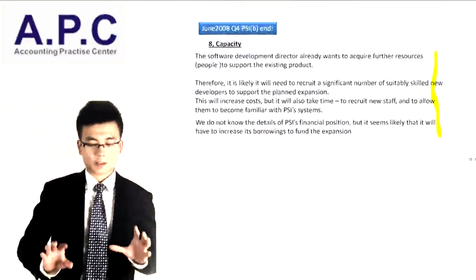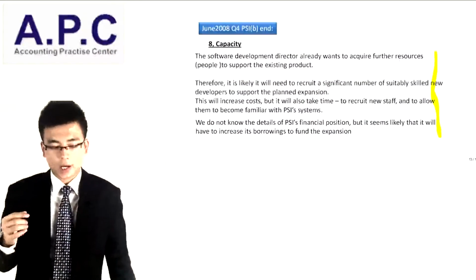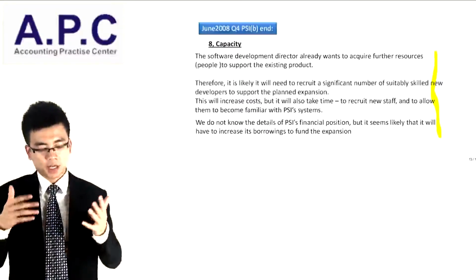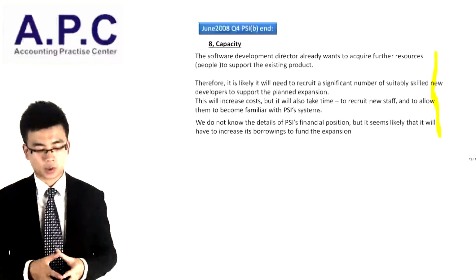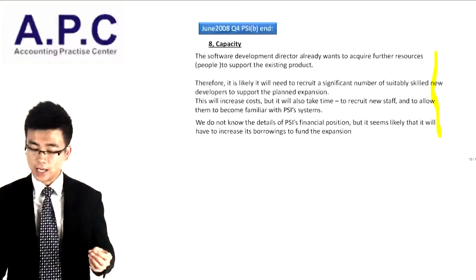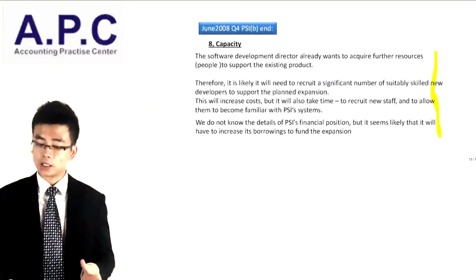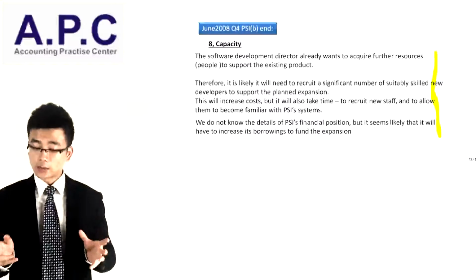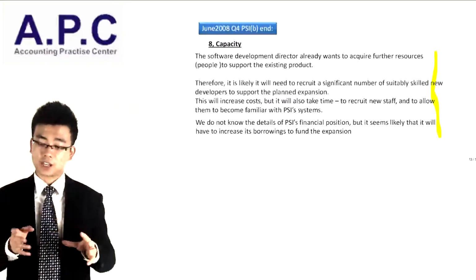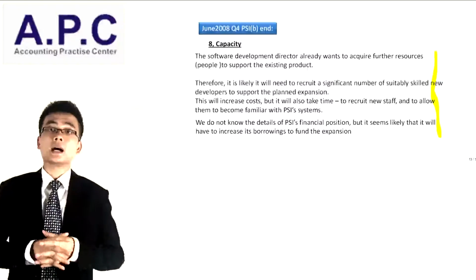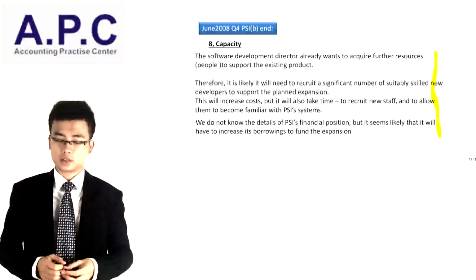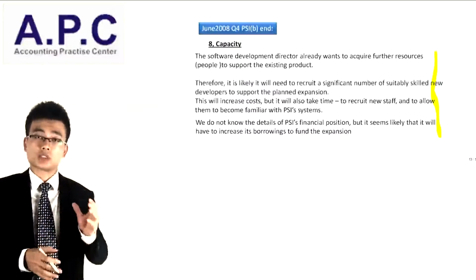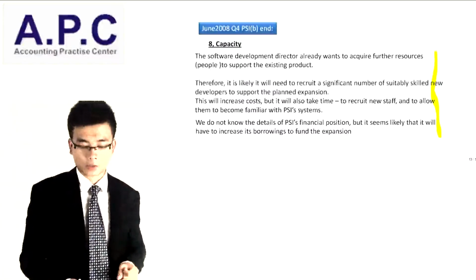So the software development director already wants to acquire further resources to support the existing product. So it's likely they will need to recruit a number of new staff, and that also takes time and money. We haven't seen the detailed financial position of the company, but we just know that the company's performance is improving over the years, and the number of employees increases over the years from 2005 to 2007. So it may suggest to me that there will be enough resources within the company to conduct such changes. Okay, you can say that in the exam, or you can argue that maybe the company may not have enough resources to conduct those changes. So you can talk about those in the exam. That will be no problem.